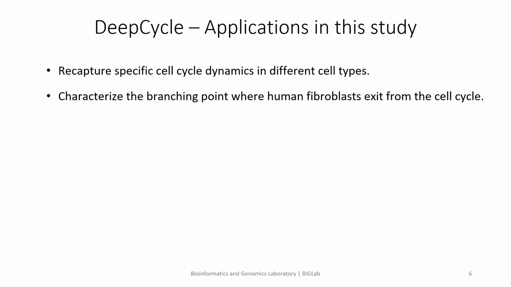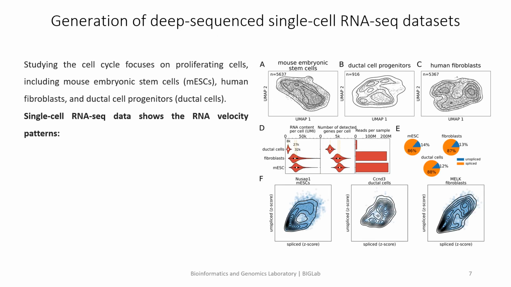In this study, DeepCycle has applications in two arms. The first is to recapture specific cell cycle dynamics in different cell types, and the second is to characterize the branching point where the human fibroblast exits from the cell cycle. So let's jump into this research.